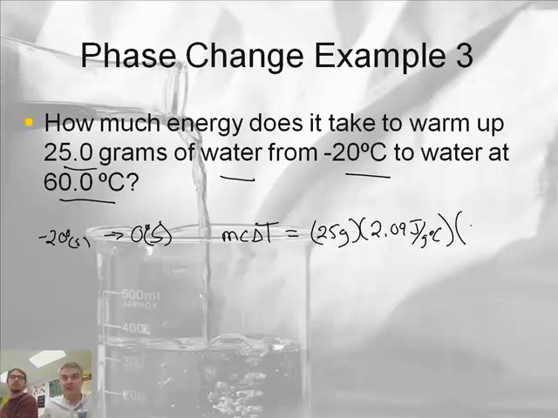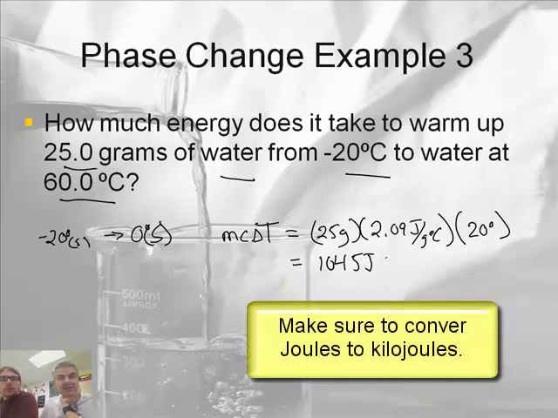And the change in temperature from negative 20 to 0 is 20 degrees. So when we multiply that out, 25 times 2.09 times 20, we get 1,045 joules. I'm going to quickly convert that to kilojoules because it's easier to add later on. So that'll be 1.0 kilojoules.